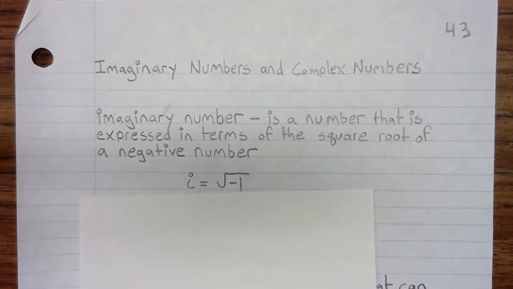An imaginary number is a number that is expressed in terms of the square root of a negative number. So i equals the square root of -1.